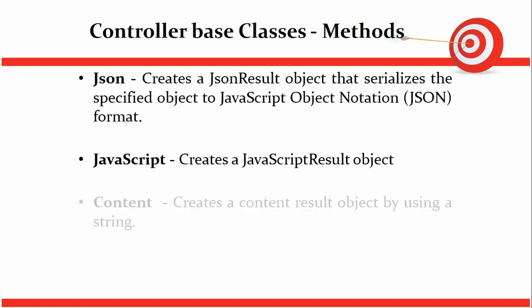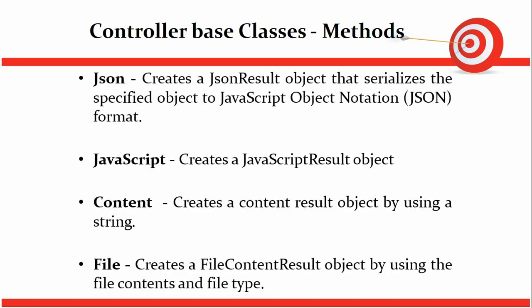Okay, and the base classes, I have already told all these keywords: JSON, JavaScript, content, whatever you get, how do you process it, how it will be returned. All returned objects are basically objects. In other words, one is JSON result object, JavaScript result object, content result object, file content result object. Okay, so when you pass an object, it should have properties and methods, and using that you can manipulate the result.